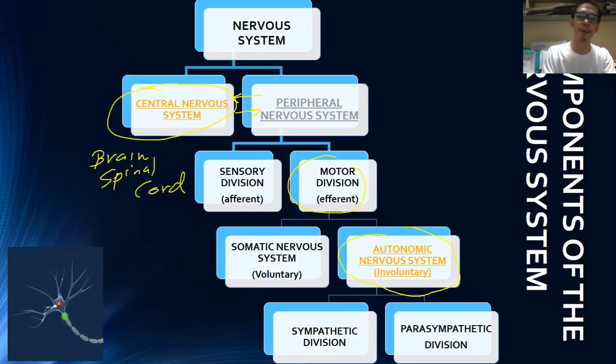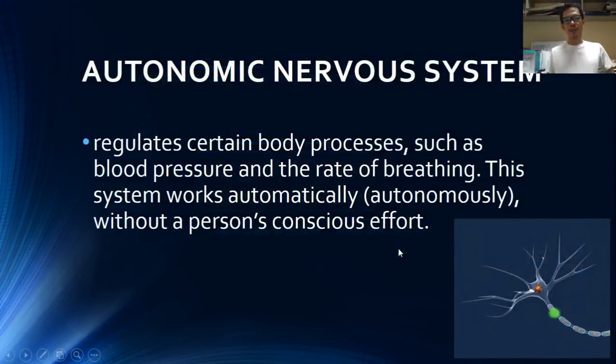All right, so an example of these voluntary organs in the body is the skeletal muscles, which are located in our arms and our legs. So these muscles are voluntary muscles. It requires a conscious thought in order for you to move these particular organs. Alright, so with that, let's go now to the autonomic nervous system.